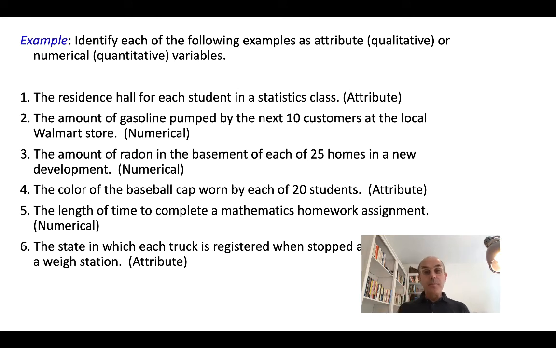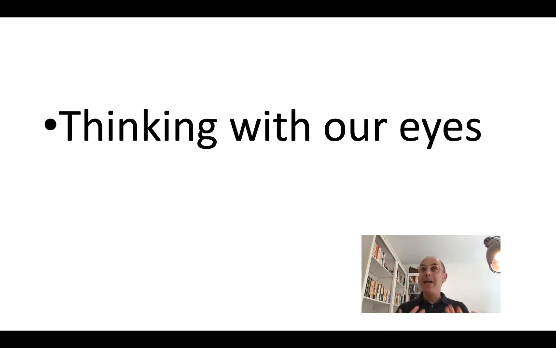So I'll give you an example here: identify each of the following characteristics as categorical or numerical. The residence hall for each student in a statistics class; the amount of gasoline pumped by the next 10 customers at the local Walmart store. And all of that is part of how we look at the data and how we see it.